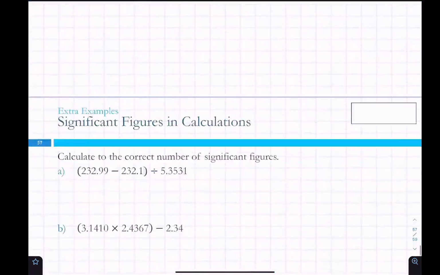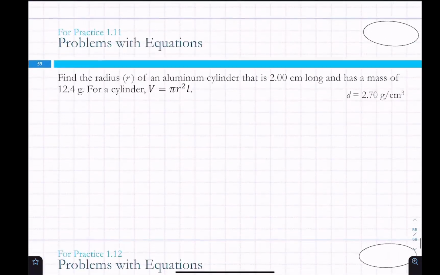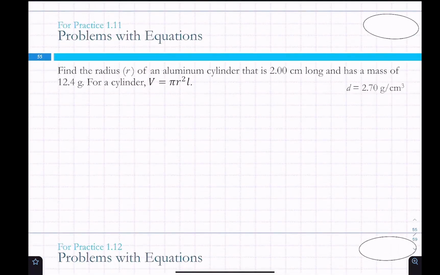Okay, let's see. Do you want to do one of these? Yeah, let's do one more of these because it's a different type of problem with an equation. So this one says find the radius of an aluminum cylinder that is 2 centimeters long and has a mass of 12.4 grams. For a cylinder, V equals pi r squared times the length.